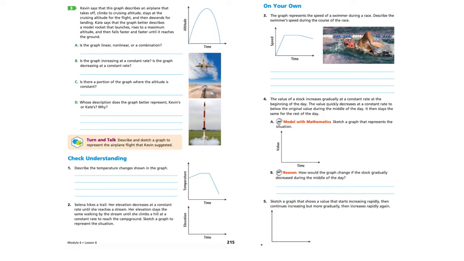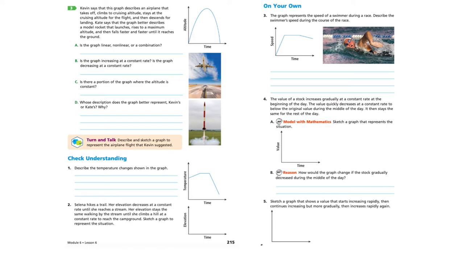Is the graph linear, nonlinear, or a combination? B, is the graph increasing at a constant rate? So is this a constant rate of increase? Is the graph decreasing at a constant rate? Is this constant? And remember, a linear graph is something that increases or decreases at a constant rate.